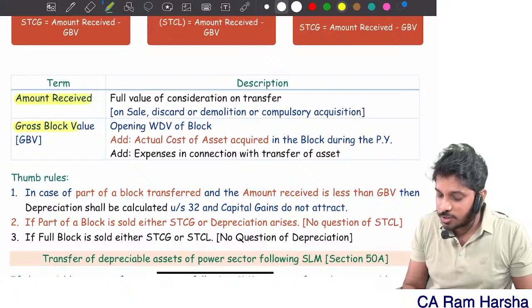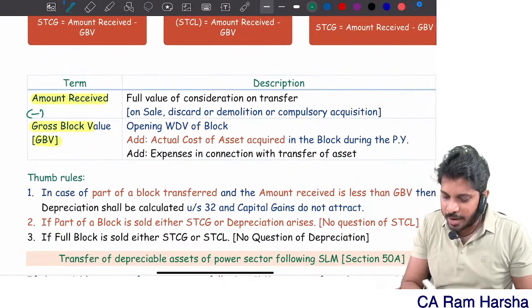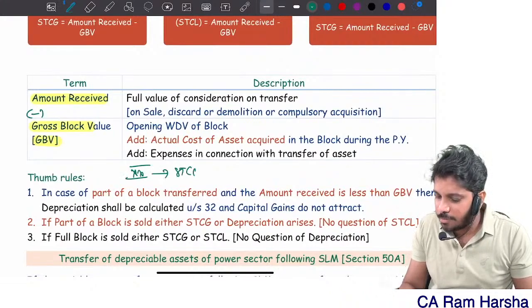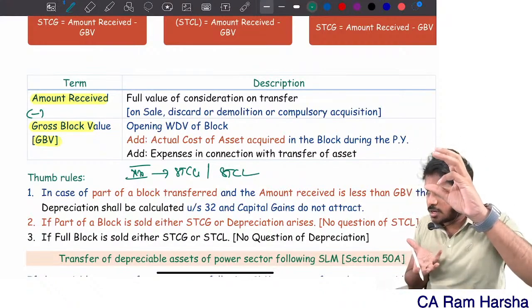Amount received and gross block value, you should compare. Correct? You should compare amount received minus gross block value. If the net result is positive, it's a short-term capital gain. If the net result is negative, it's a short-term capital loss. Correct? Amount received minus gross block value.